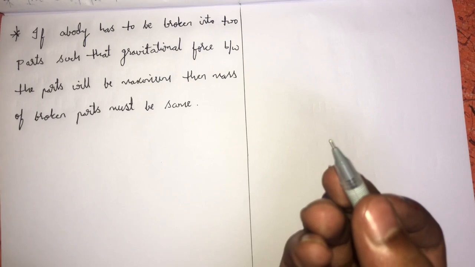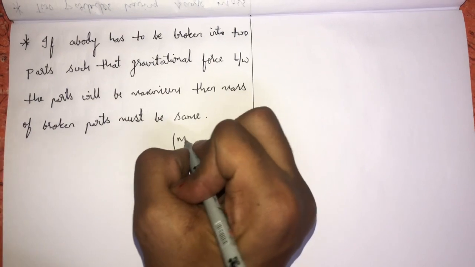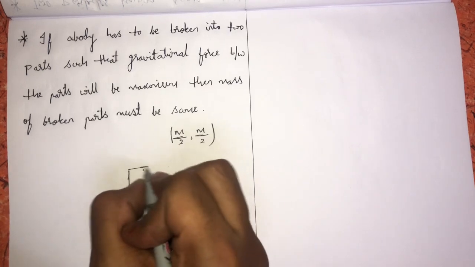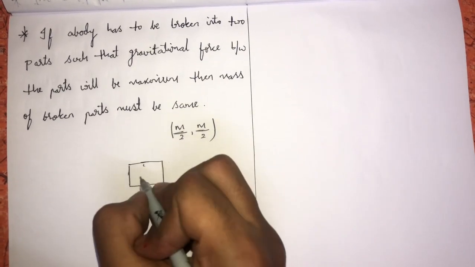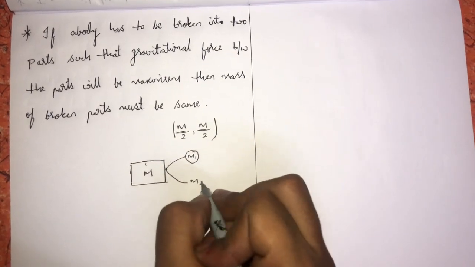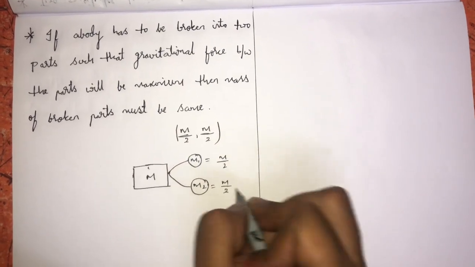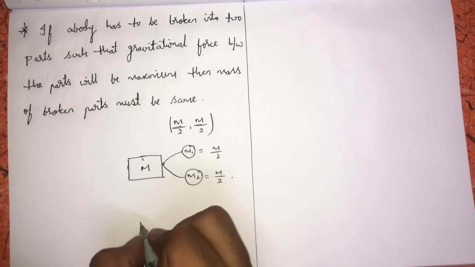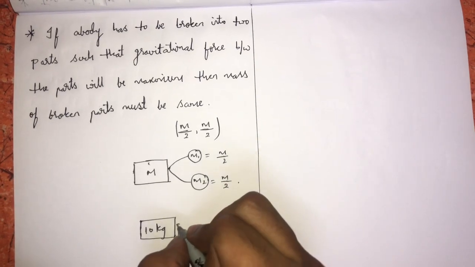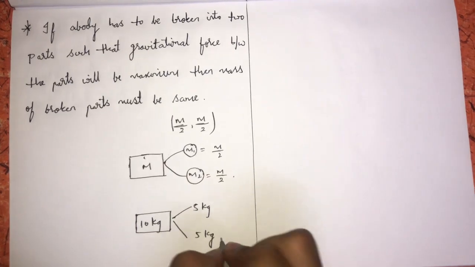So in order to have the same masses after breaking down, their masses must be equal to m by 2, comma, m by 2. So for mass m, in order to have maximum gravitational force, the values of m1 and m2 must be equal to m by 2. Suppose you consider a 10 kg mass, then in order to have maximum gravitational force, this 10 kg mass must be broken into a 5 kg mass and a 5 kg mass. That's it, simple.